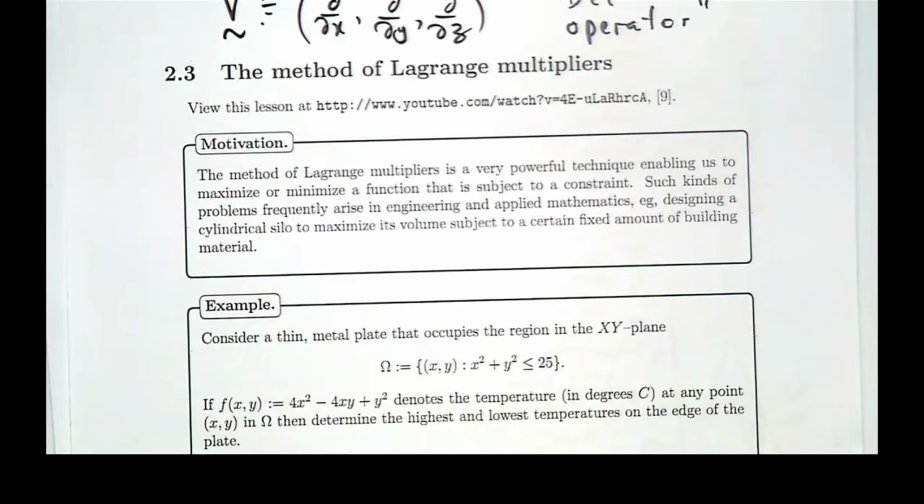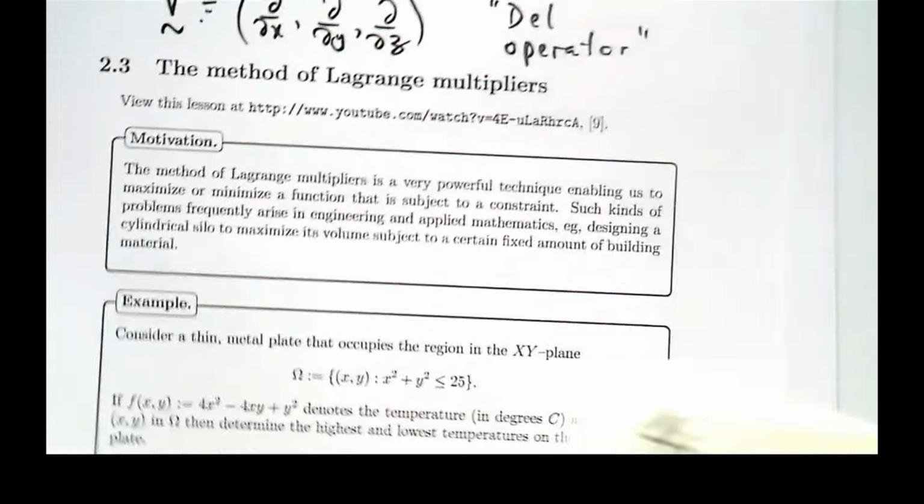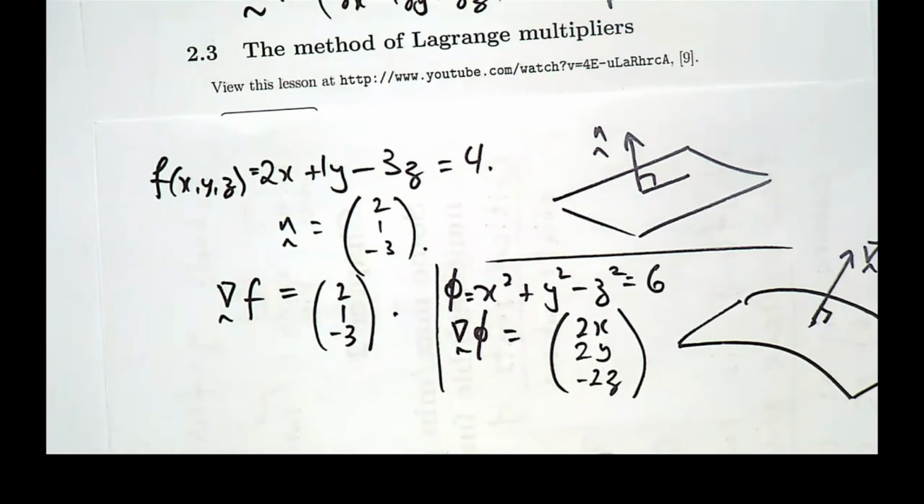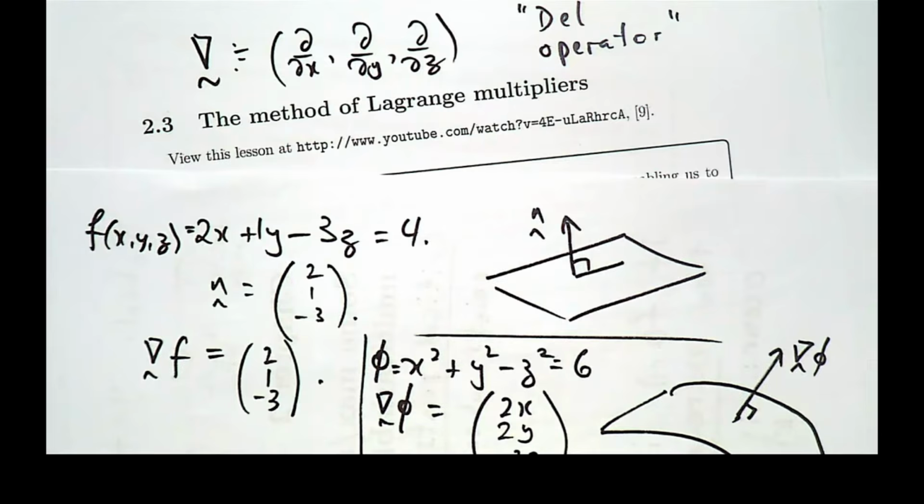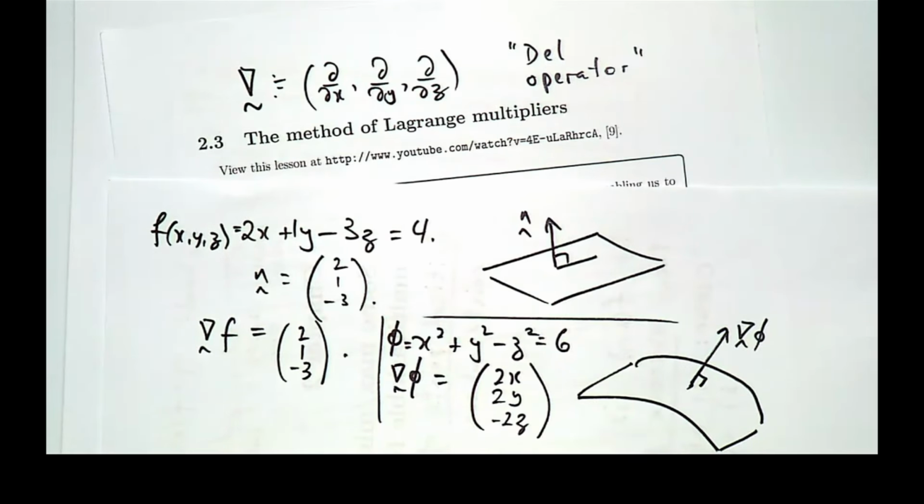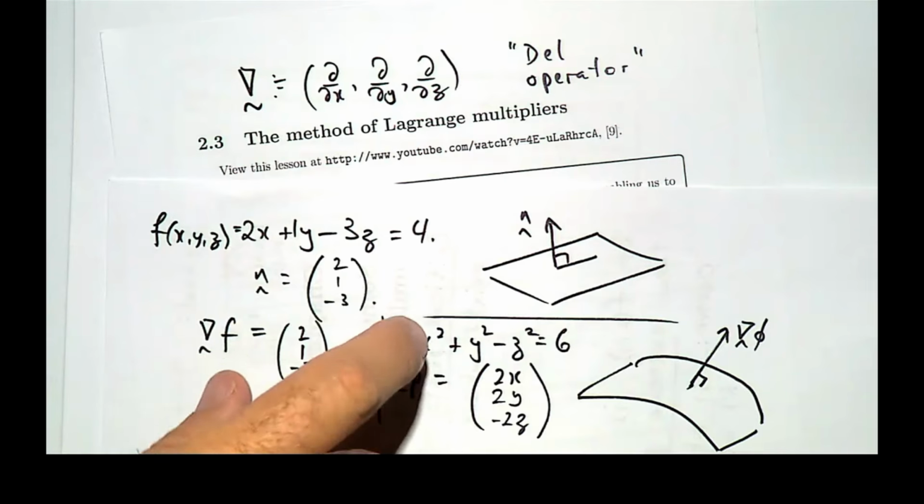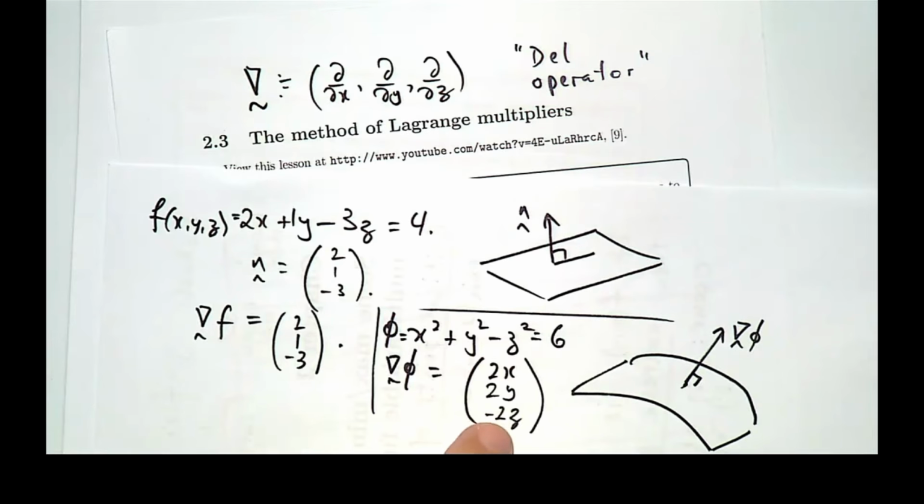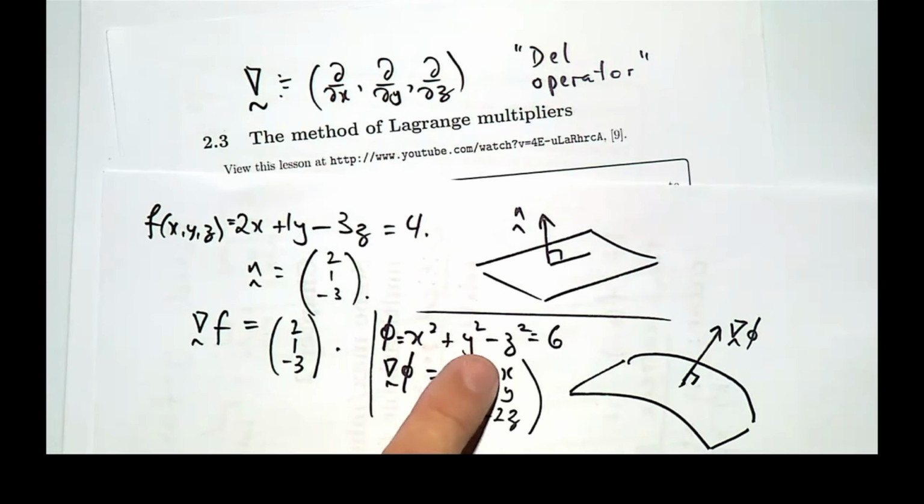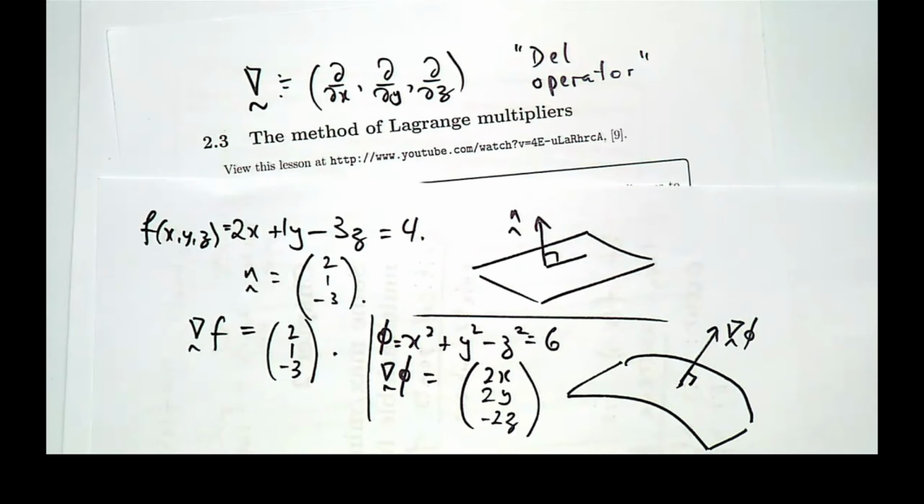All right. So in the last class, we looked at what's called the del operator. Okay, and this is our first step into proper vector calculus. So the del operator is this vector, and it basically takes a function like this phi here, and it outputs a vector with the partial derivatives as the components. Okay?